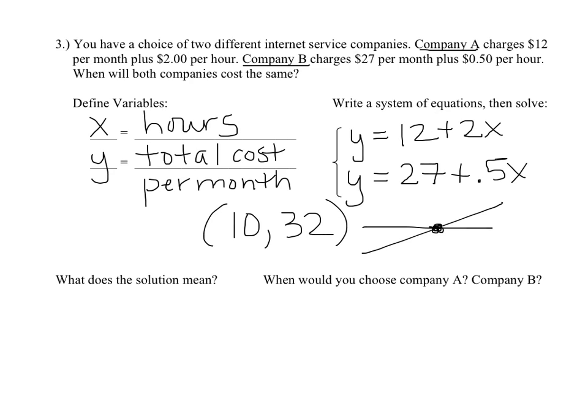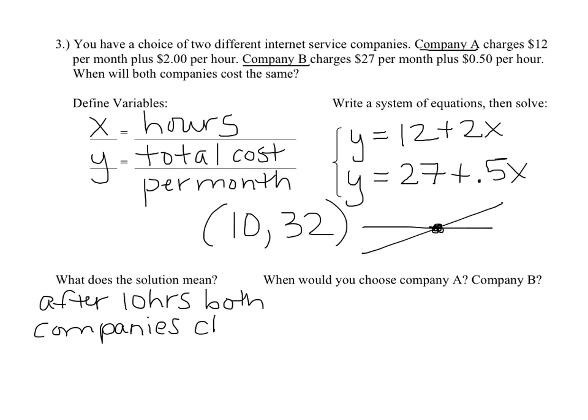Well, this solution means that after 10 hours, both companies charge $32. All right, so that's how much they cost at the same time. 10 hours, $32. So now the question is, well, when would you choose company A and when would you choose company B?